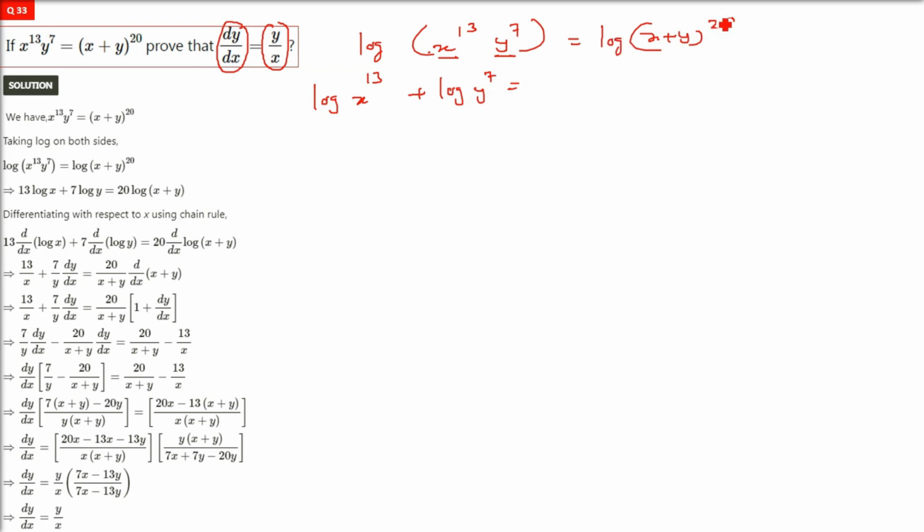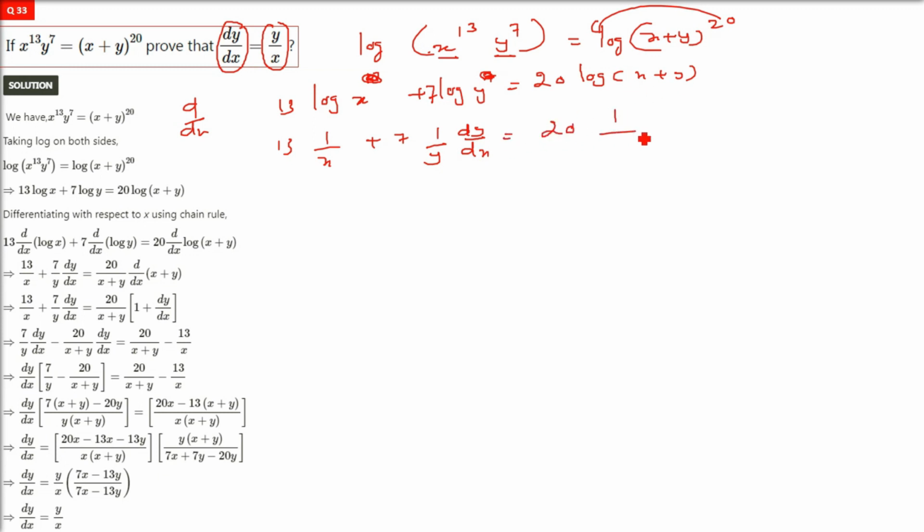Here also we can take log. So 20 will come in front. So this 13 will come in front, 7 will come in front, and this 20 will come in front, 20 log x plus y. Now let us differentiate both the sides. So d by dx of both the sides will be 13 log x is 1 by x plus 7 log y is 1 by y, then dy by dx. So this is dy by dx also is equal to 20 log x plus y. So 1 by x plus y, differentiation of x plus y will be 1 plus dy by dx.